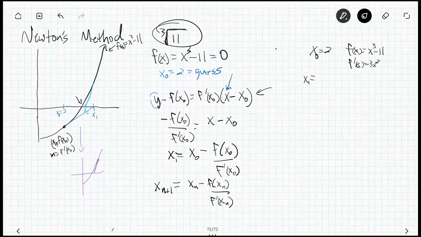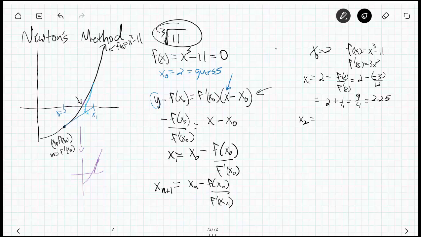X sub 1 is going to be our guess, which is 2, minus f of 2 divided by f prime of 2, which is equal to 2 minus f of 2. This is going to be negative 3 on top, divided by 12, right? If I want to clean this up even just a little bit more since I'm doing it by hand, this is going to be 2 plus 1/4, which is 9/4. Okay? X sub 2, whoa. What do we know that this is? This is 2.25, right?